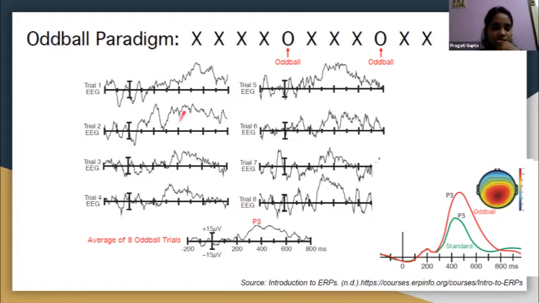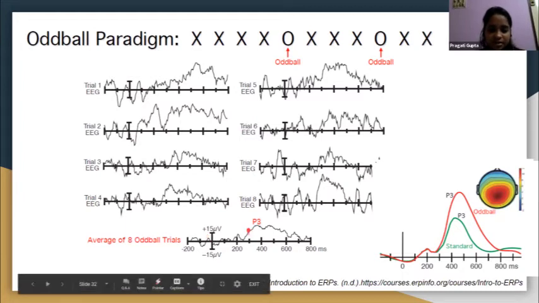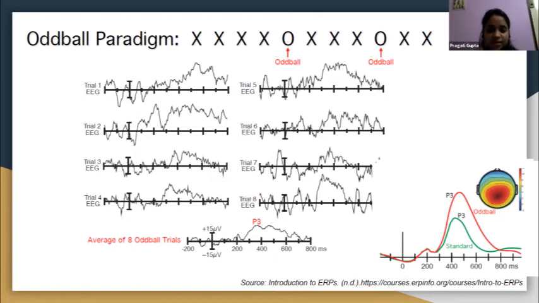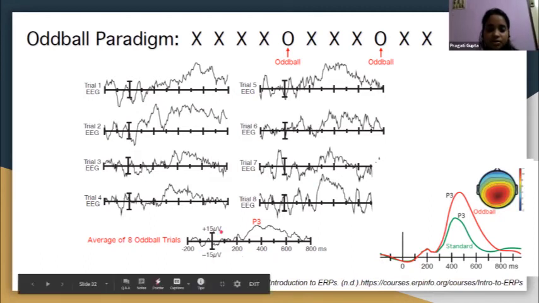We are seeing a consistent positive deflection at around 300 to 500 milliseconds across all the trials. When we do an averaging, we see a positive wave at around 300 milliseconds. This is an average of 8 oddball trials. But to get a better P3 ERP component, we require more trials so that we cancel out the noise and get the actual component.